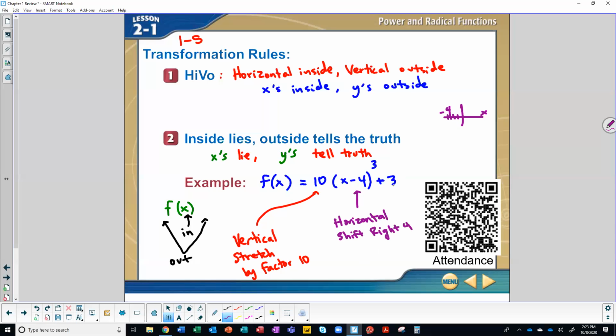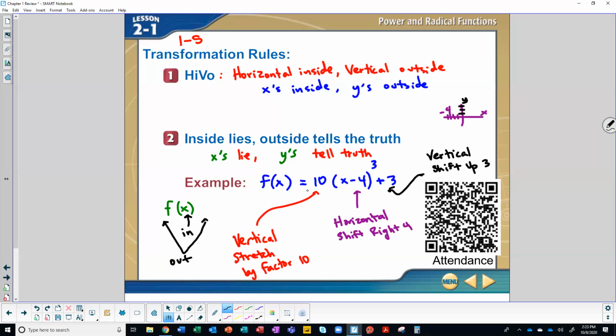And then here I have one more on the outside. I gave that away. I accidentally said what. Is that inside or outside? That's outside. So if it's outside, guess what? It's vertical. And if it's vertical, it tells the truth, or outside, it tells the truth. So if you think about vertically, the +3 would be there. So it tells the truth, so I just go up 3 units. Vertical shift up 3.